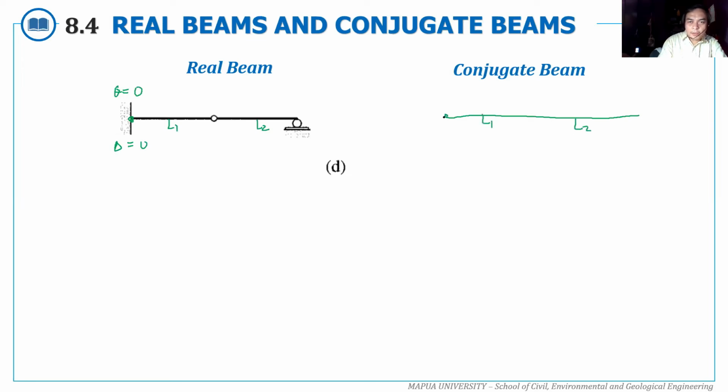So, anong gagawin ko sa point na to? Para 0, 0 yung slope deflection na real beam corresponds to the shear tsaka moment. So, shear is 0, moment is also equal to 0. So, that is a free end. Okay, so this is free end. Okay, next. If this is an internal hinge, anong slope doon?